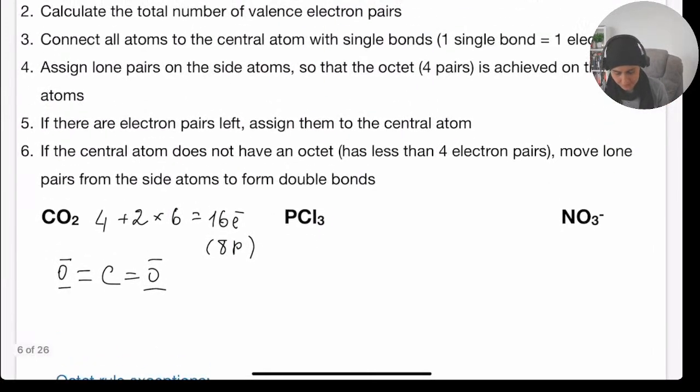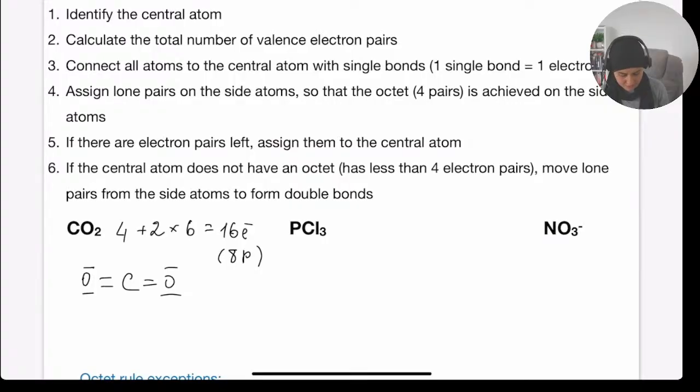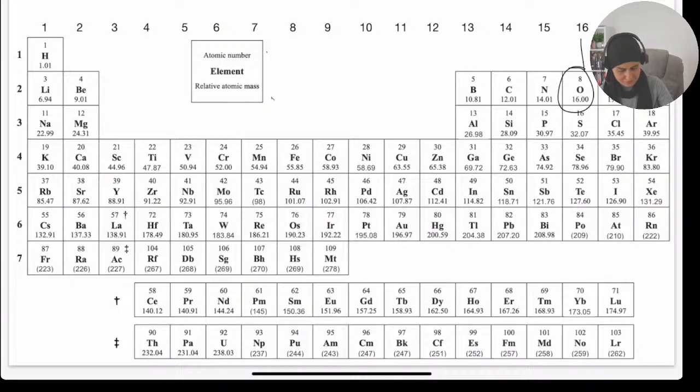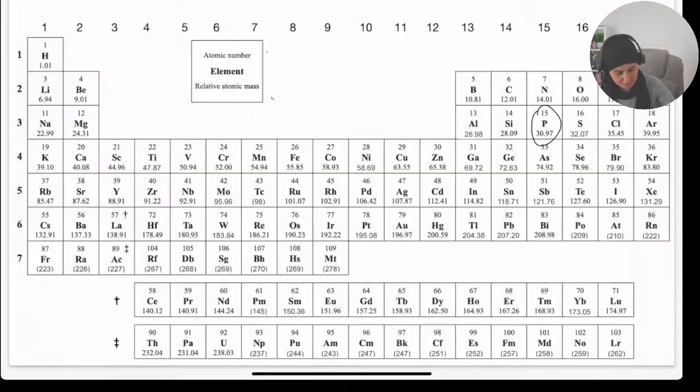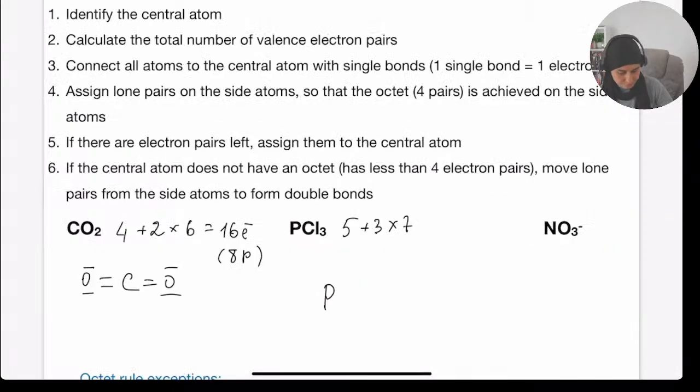Let's do PCl3 using the same method. So my central atom is P. Then I calculate the total number of valence electron pairs. Phosphorus is group 15, so it has 5 valence electrons, plus 3 times Cl. Cl is in group 17, so it has 7 valence electrons. And in total, that is 21 plus 5. 26 electrons, or 13 pairs.